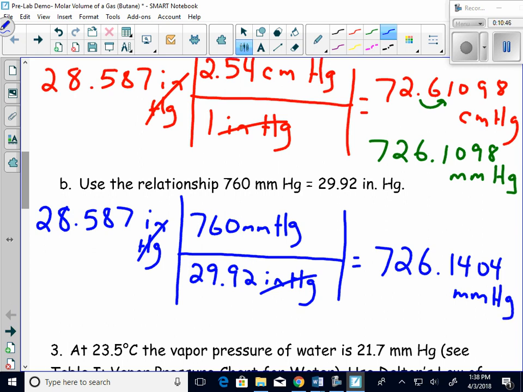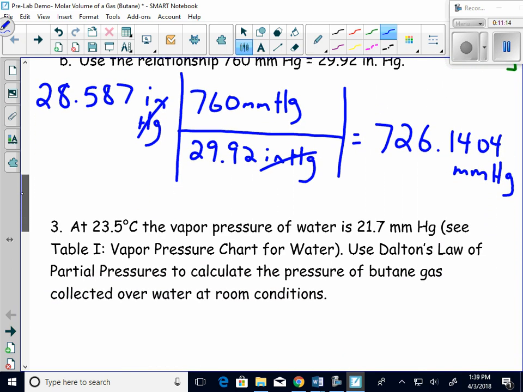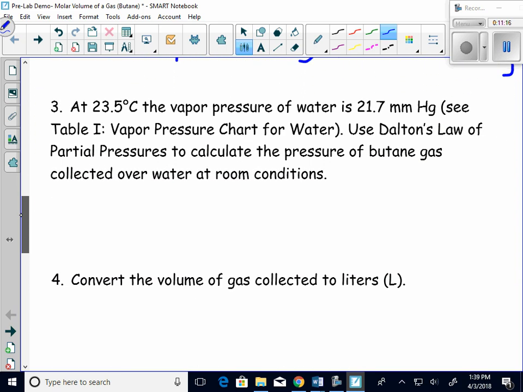So if you look, those two values, 726.1098 millimeters of mercury and 726.1404 millimeters of mercury, are very, very close, whichever way I did it. All right. So I'm going to save that for a little bit later. I'm probably going to use that blue one there, the bottom one.